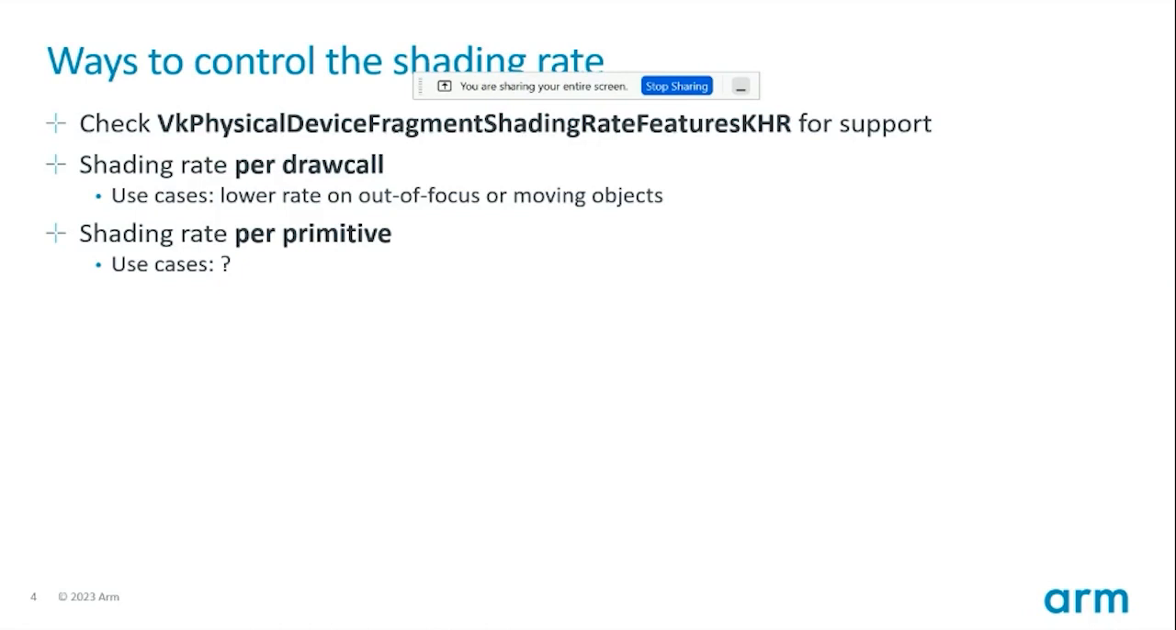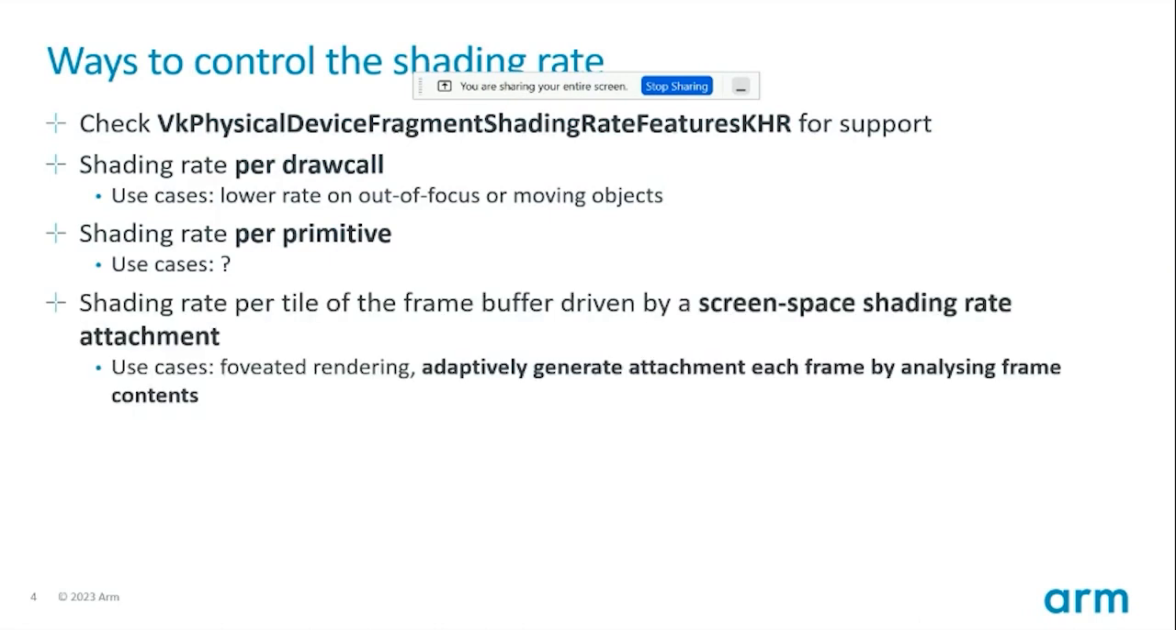The second is setting the shading rate per primitive. Use cases here are not quite so clear. I can't really say I've seen many people using this, so if you are using this, I'd love to hear from you. And the third is what we'll be focusing on today, which is setting the shading rate for each tile of the frame buffer by using a screen space shading rate attachment. Typical use cases would be foveated rendering, or the focus of this talk, to adapt the shading rate by analyzing the frame contents every frame and generating a new attachment every frame.